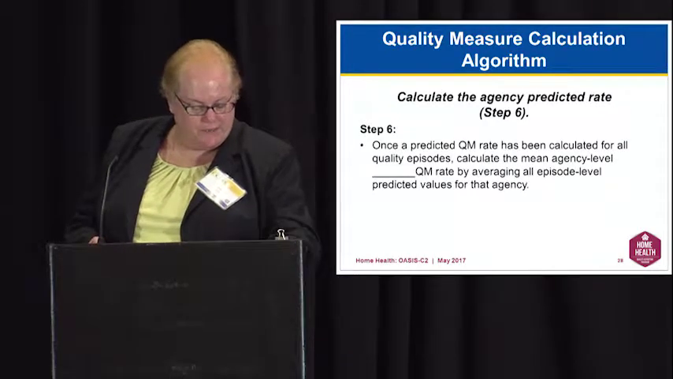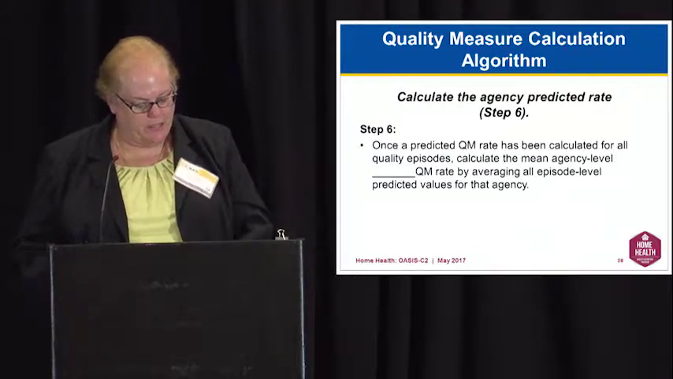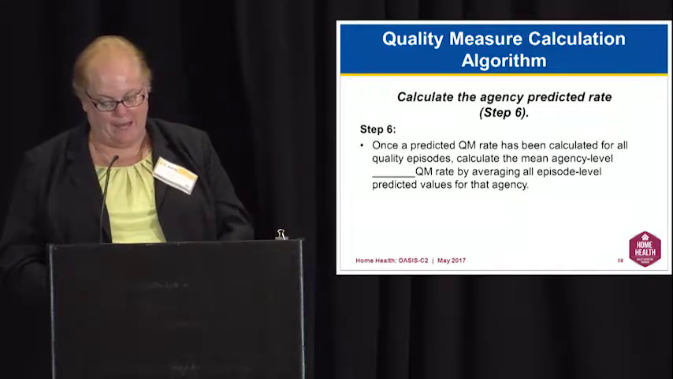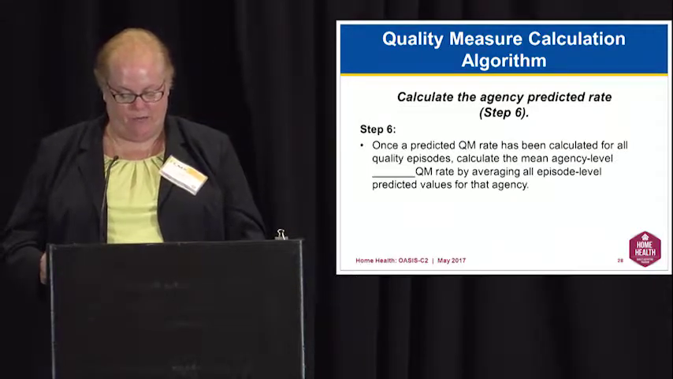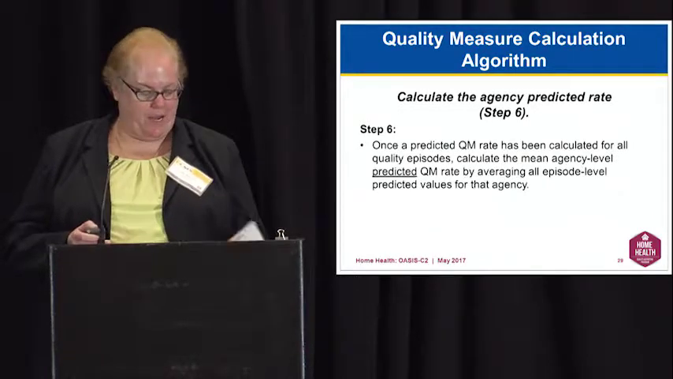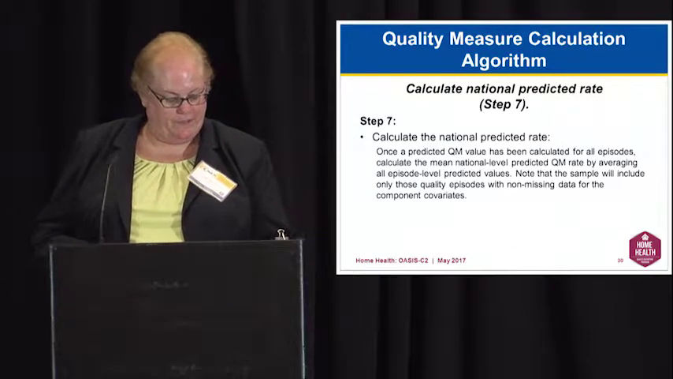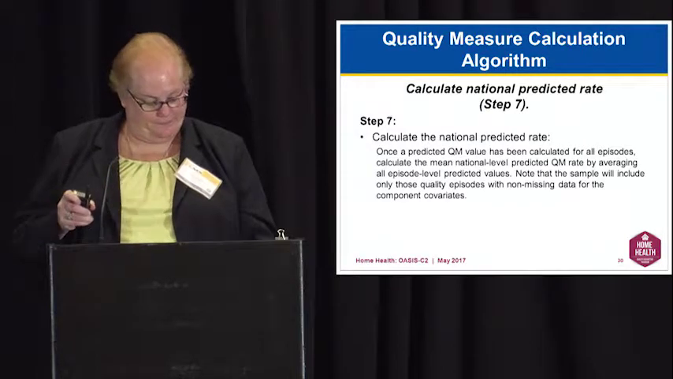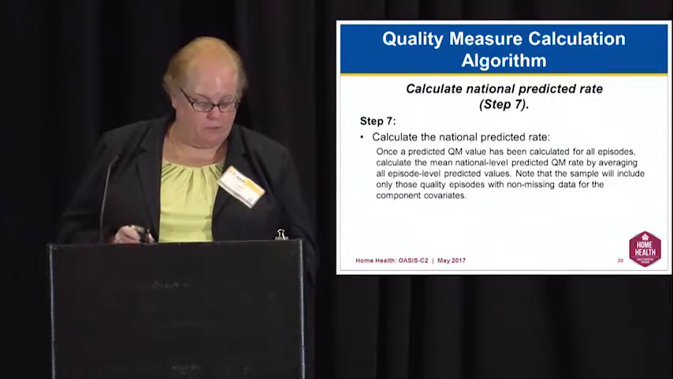And then step 6 is once a predicted QM rate has been calculated for all the quality episodes, calculate the mean agency level predicted QM rate by averaging all episode level predicted values for the agency. What's that word? Right, predicted. All right. Now, how many people are going to run and do this in their agency? Good. Okay. But it is important to understand it, even if you're not going to do the math.